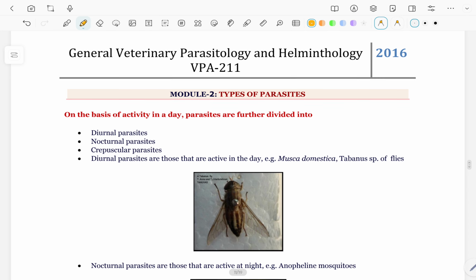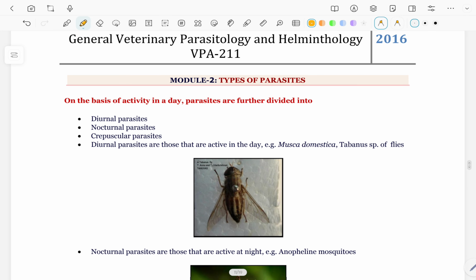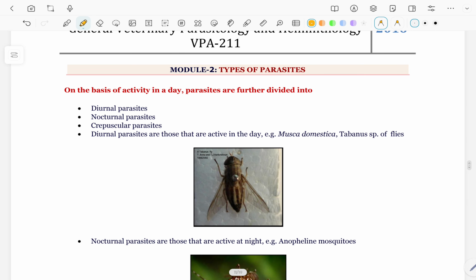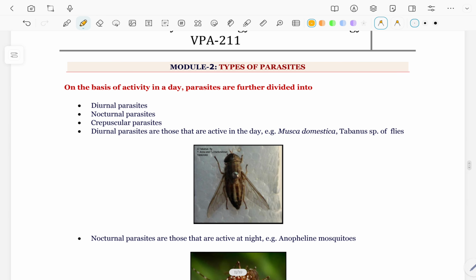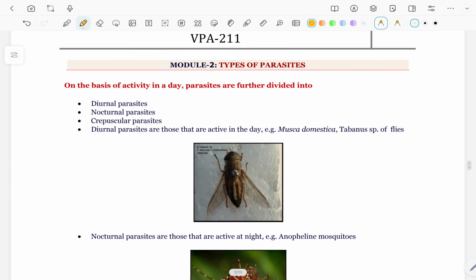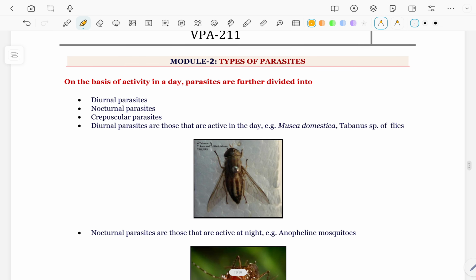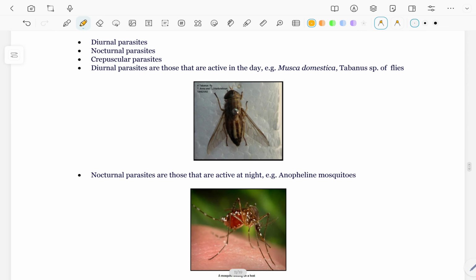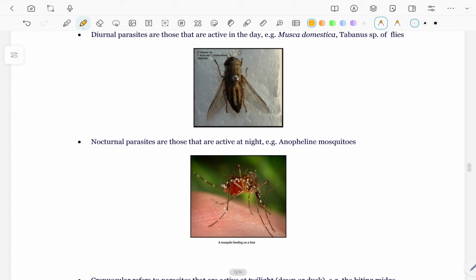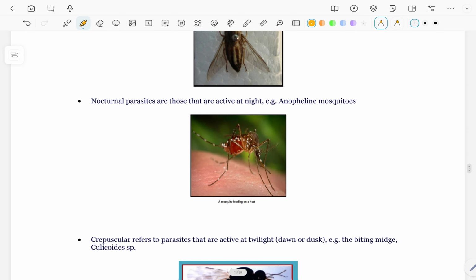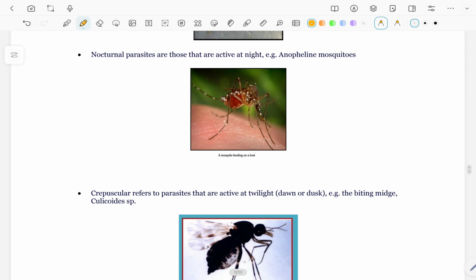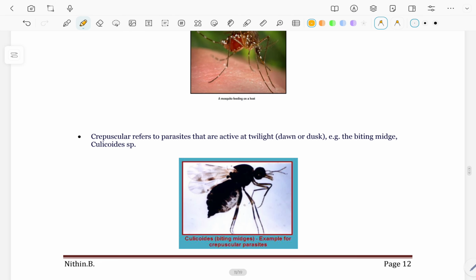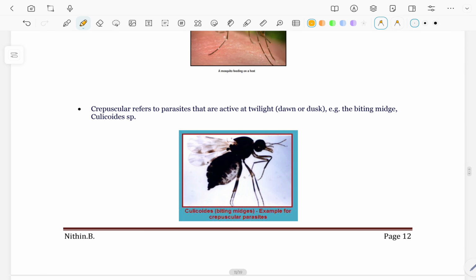On the basis of activity in a day, parasites are further divided into diurnal parasites, nocturnal parasites, and crepuscular parasites. Diurnal parasites are those that are active in the day. Example: Musca domestica, the Tabanus species of fly. Nocturnal parasites are those that are active at night. Example: Anopheline mosquitoes. Crepuscular refers to parasites that are active at twilight or dusk. Example: the biting midges, Culicoides species.